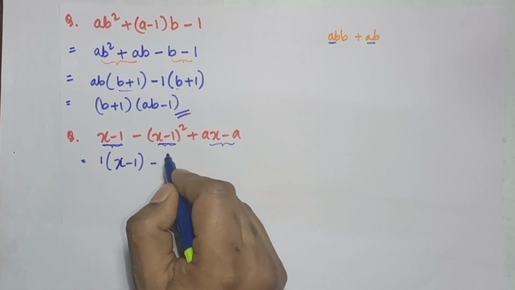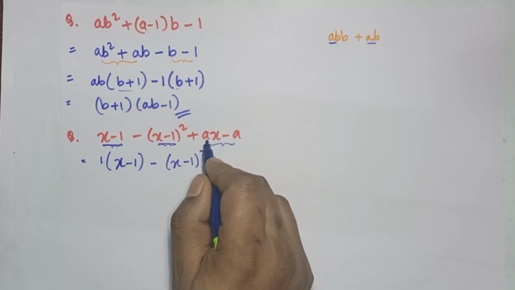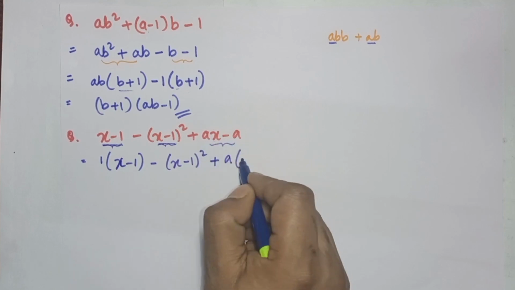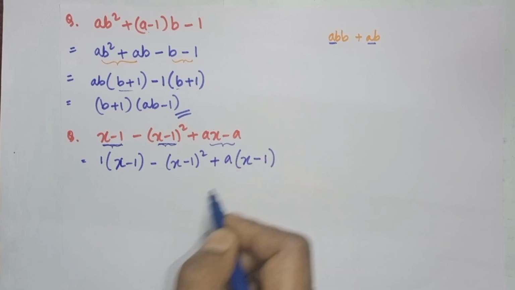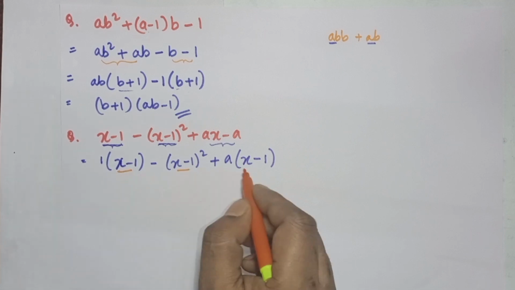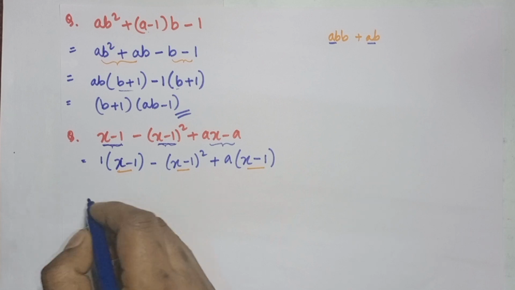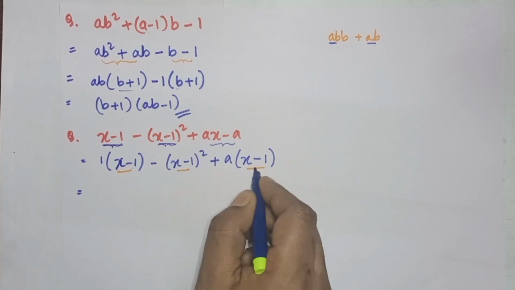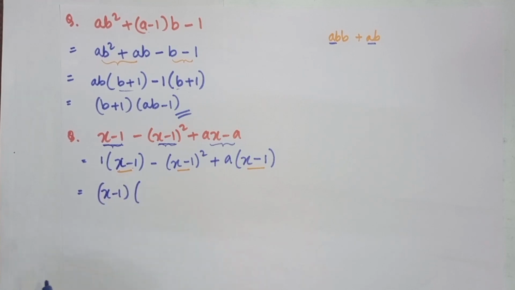Minus, and this I'll keep like this only: x minus 1 whole square. Plus, a and a are matching, so a will be common. So what will be this? x. Already I have taken a, so what is left over there is 1. Now if you see, x minus 1, x minus 1, x minus 1 is matching everywhere. So I'll take common x minus 1. Now all the left over I'll write inside.